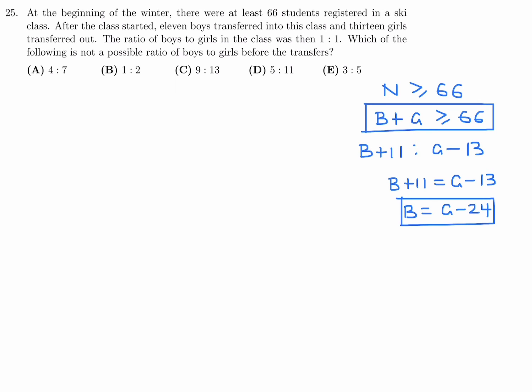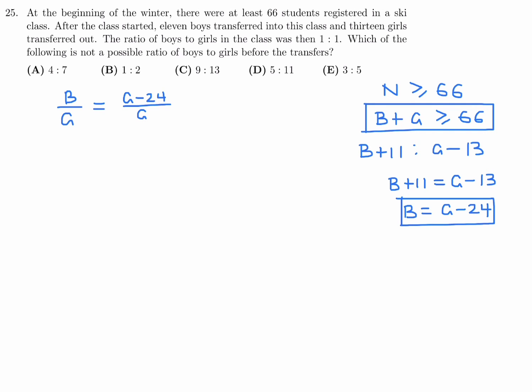The answer choices basically are the ratio of the boys to girls. So the ratio of the boys to girls is obviously b over g. That's all that is. At the very beginning, right? Before the transfers. Well, we figured out this nice formula. So instead of b over g, we can put g minus 24 over g. And this is something we can use. So we will use that for each of these.